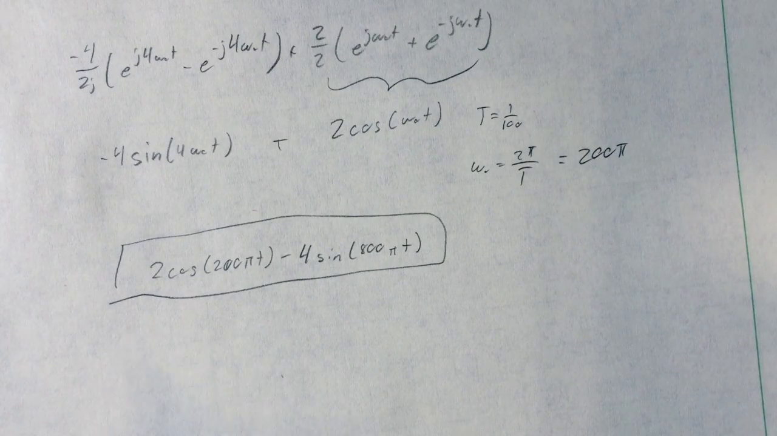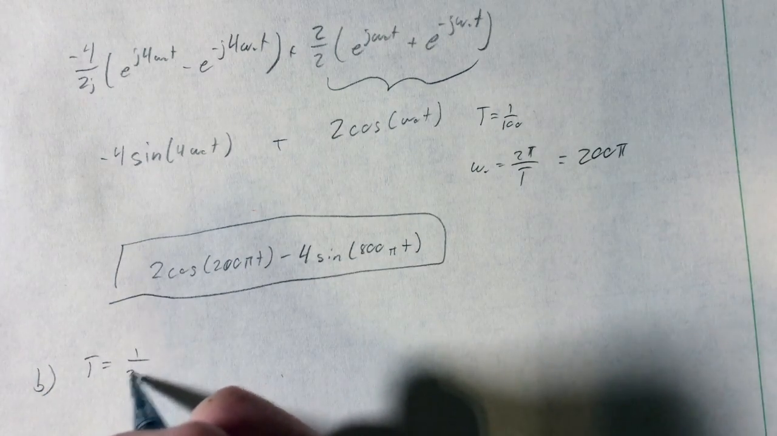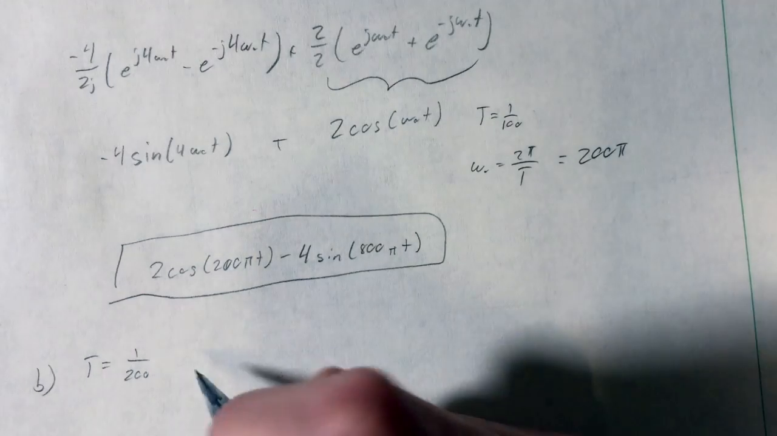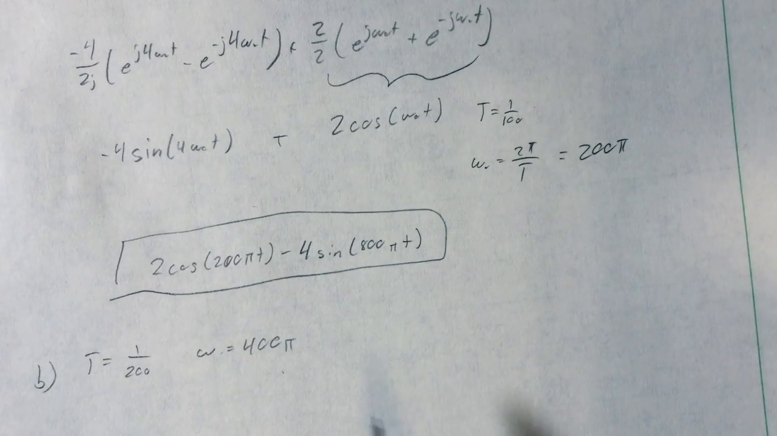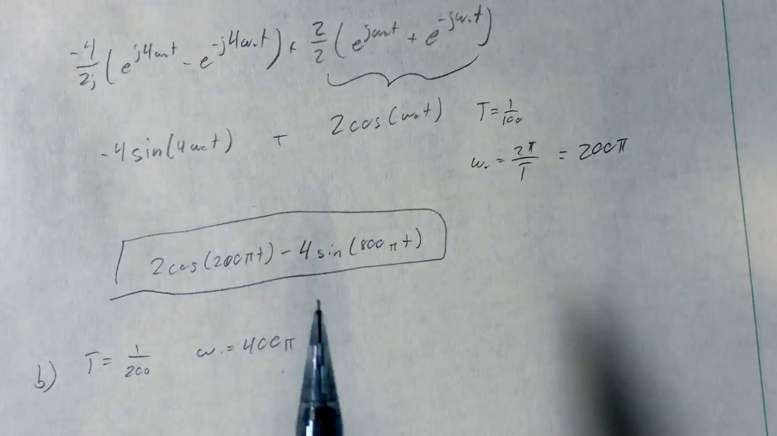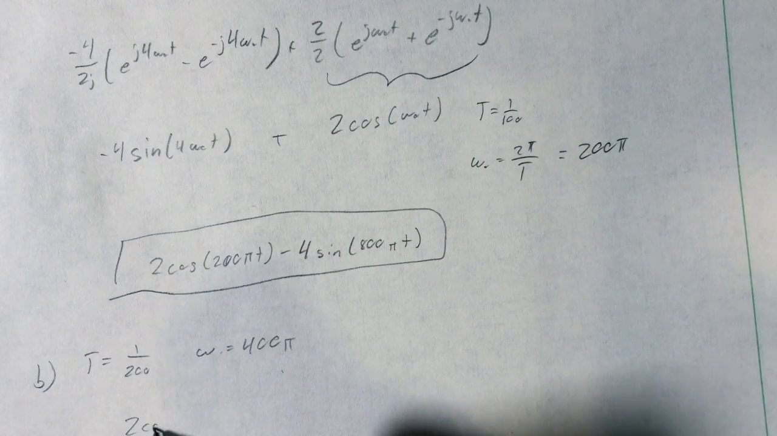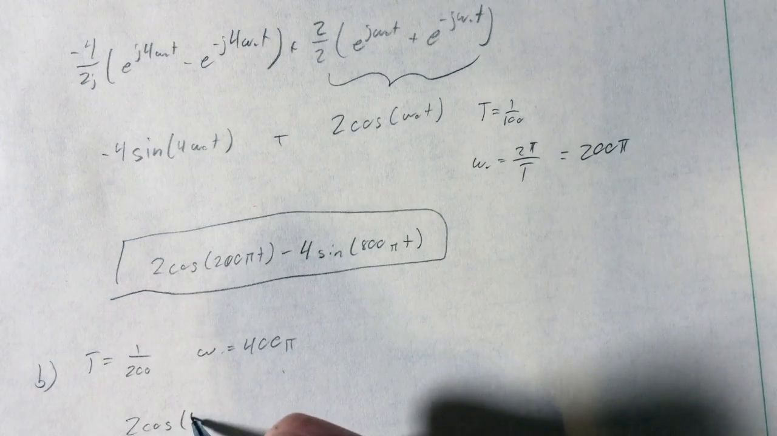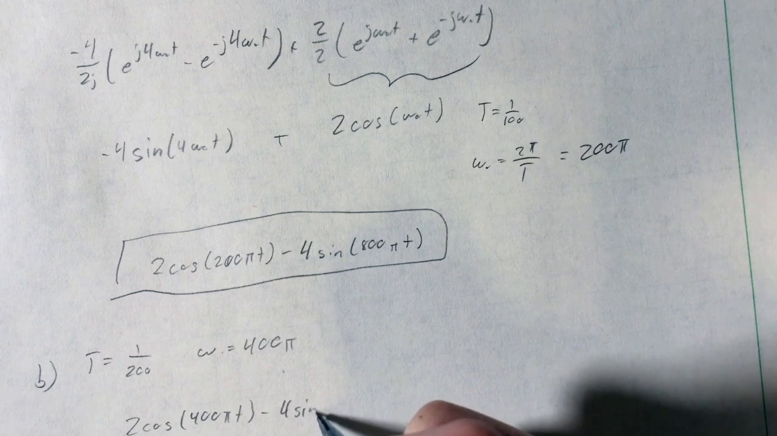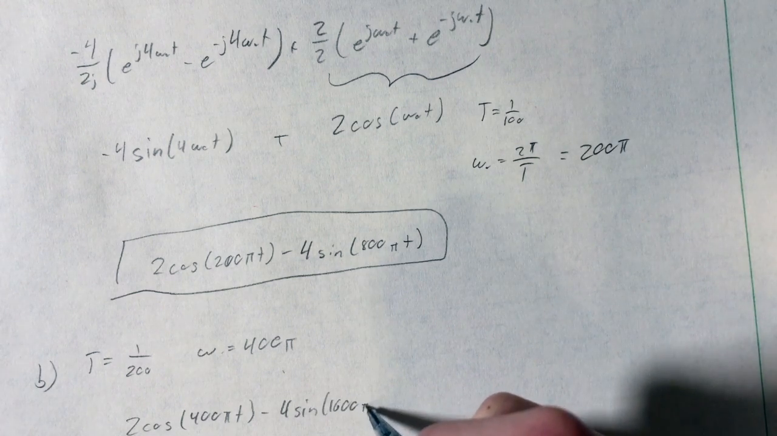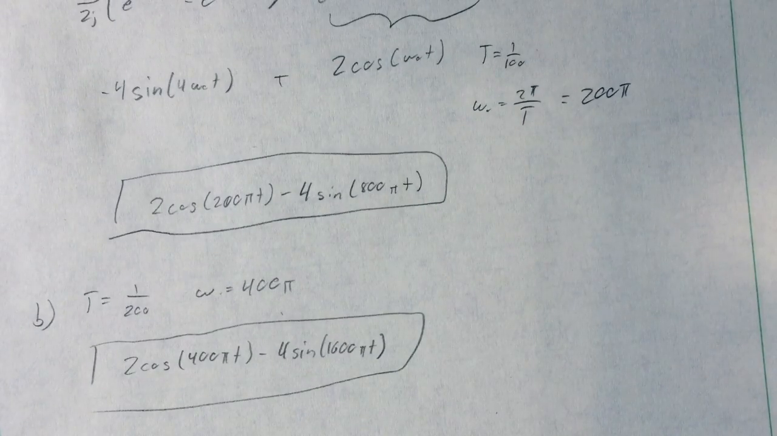And then for part B, it wants us to replace T with 1 over 200. So omega is equal to 400 pi now. And so we plug omega in for these functions right here, and we get 2 cosine 400 pi t minus 4 sine 1600 pi t. And there's our new x of t.